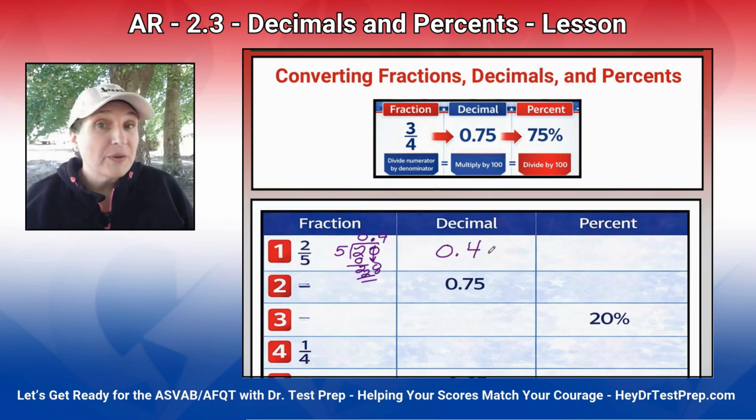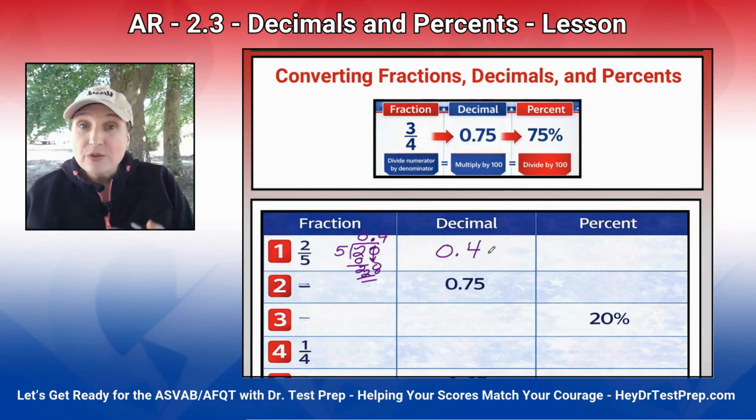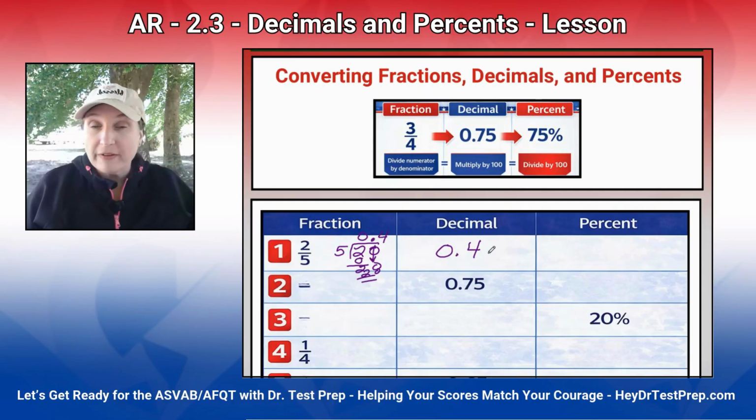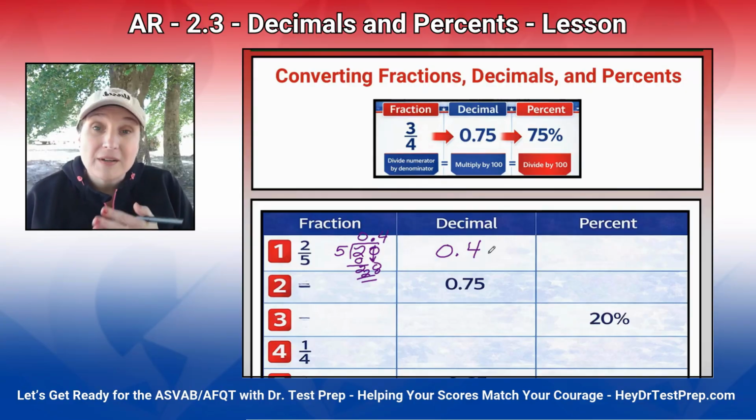Now, some of you know that you can take 2/5, multiply the top and bottom by 2. That'll give you 4/10, and 4/10 as a decimal is 0.4. But I'm showing it to you this way because sometimes they're not going to be easily going into 10.